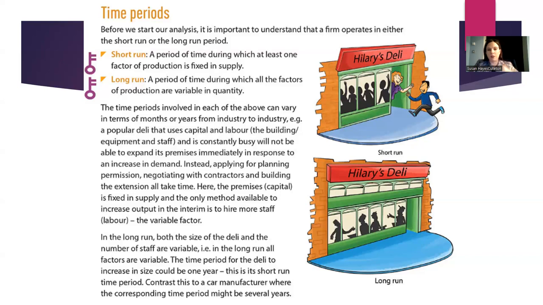So instead, they'd have to apply for planning permission, negotiate with contractors, and build the extension. All that takes time. So the premises, the capital, is fixed in supply, and the only method, as I mentioned in my example, might be to take on more staff or something else like that. But in the long run, everything is variable. In the long run, all factors are variable.